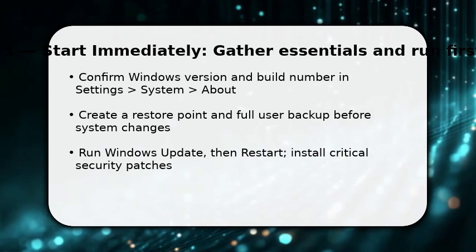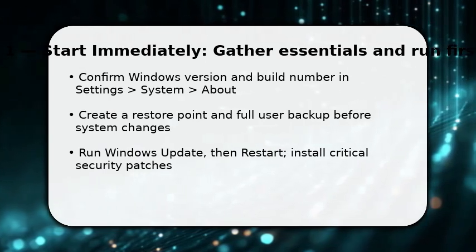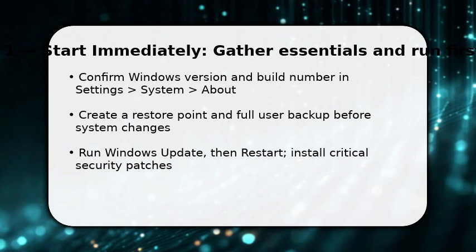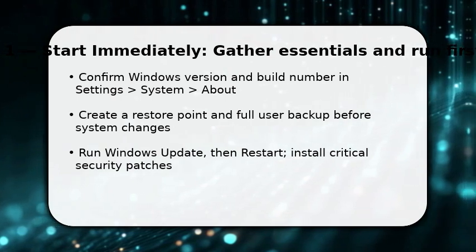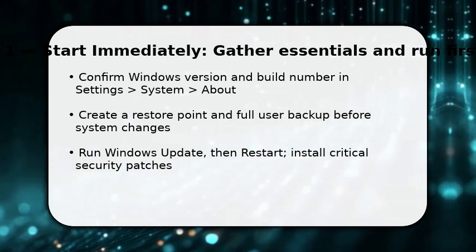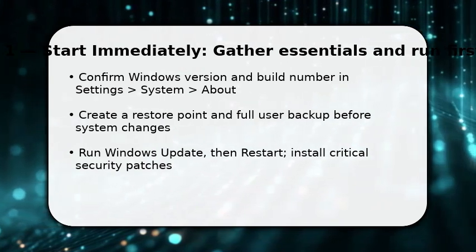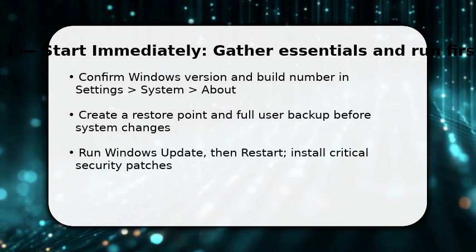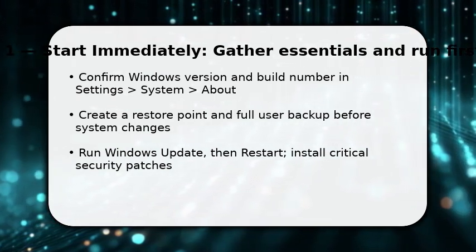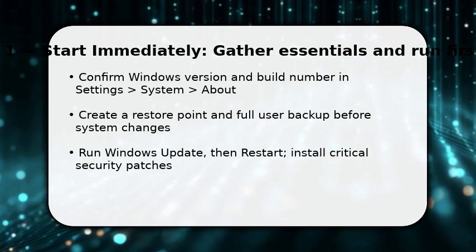Enjoy the video. You start by confirming the Windows version and build so you apply the right fixes. Create a restore point and a quick user backup. This protects data if something goes wrong. Once done, run Windows Update and install all critical security patches, then restart to finalize updates. Make sure to disconnect unnecessary external drives during updates.